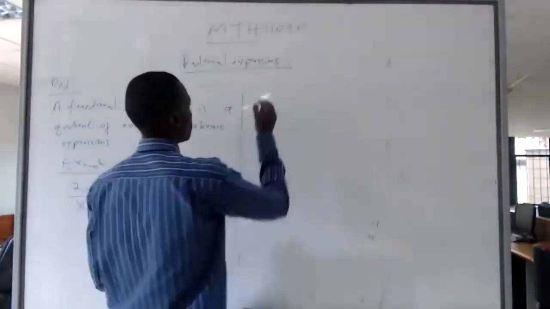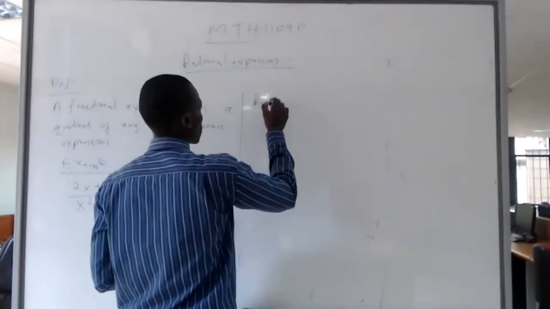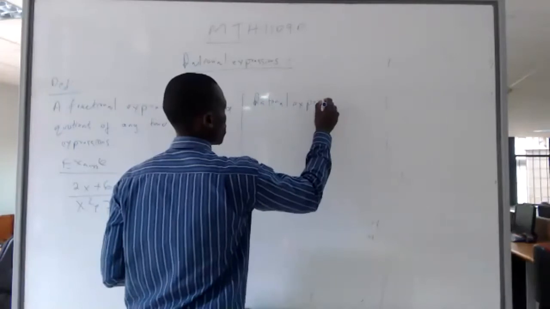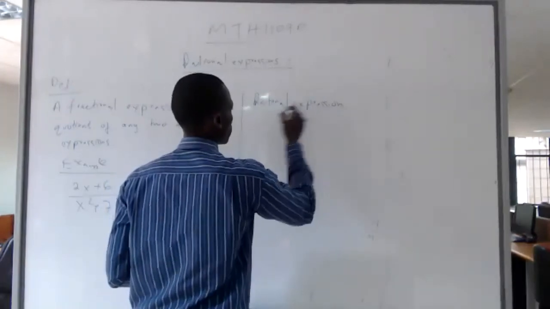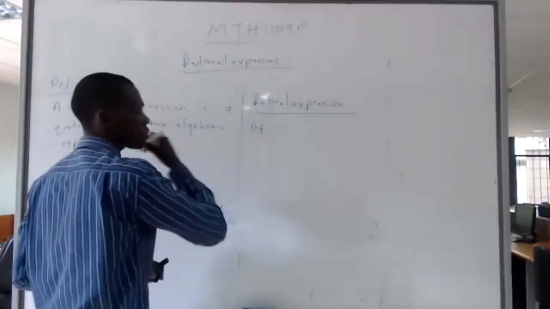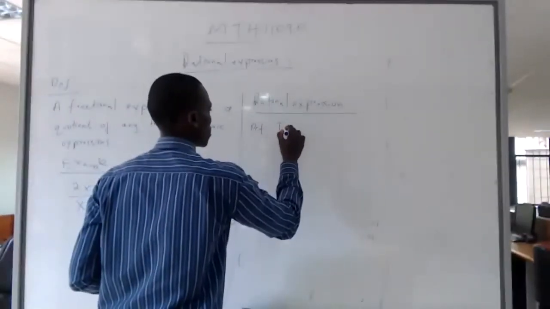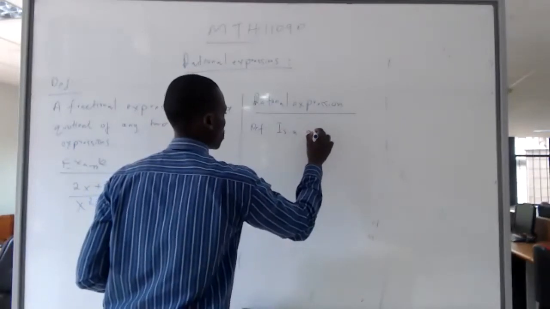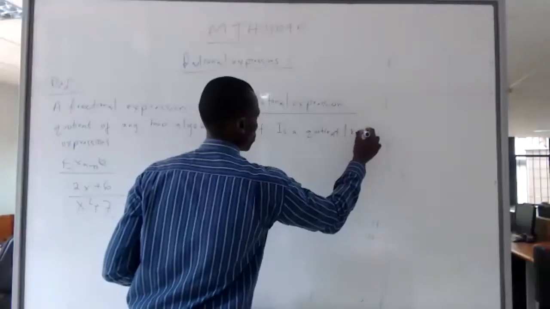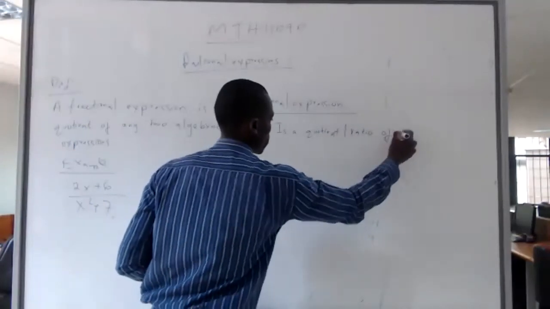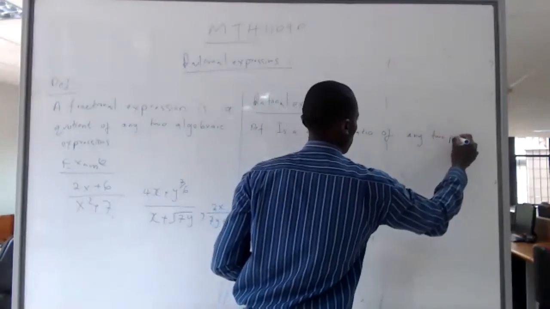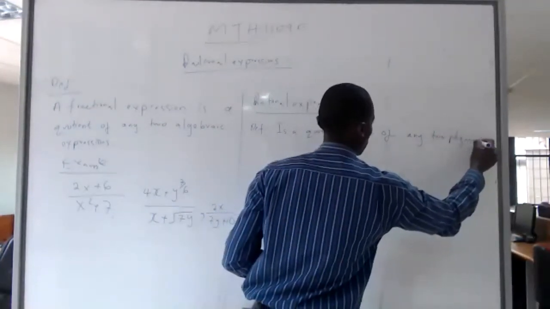Then we have rational expression. Definition: this is a quotient, or ratio, of any two polynomials. Any two polynomials.